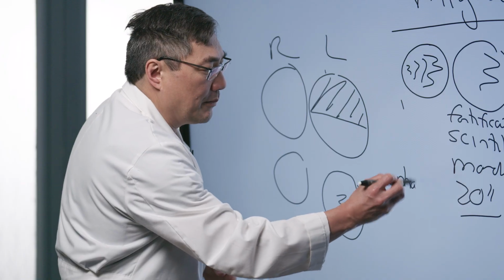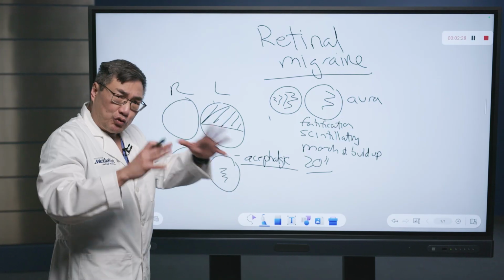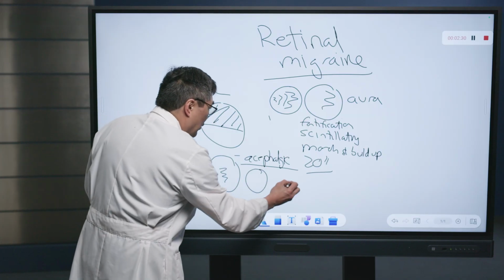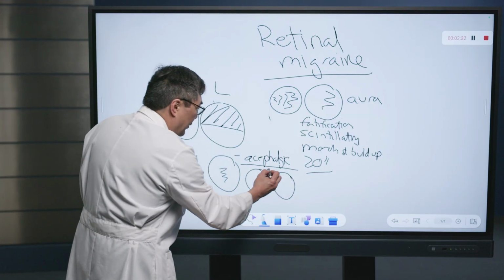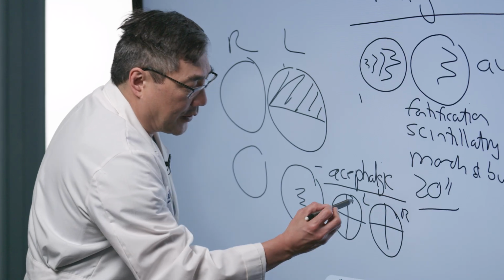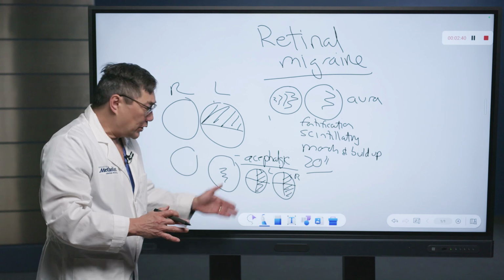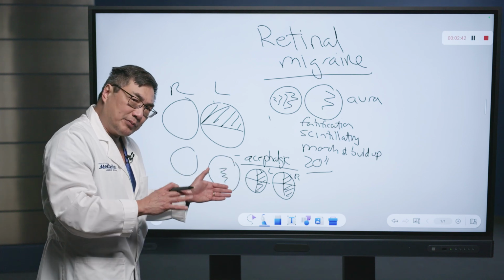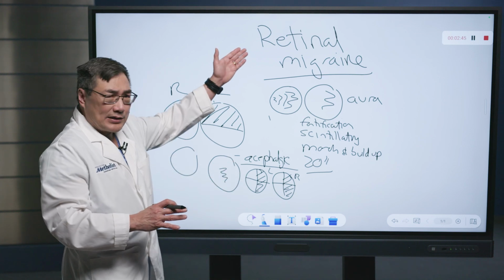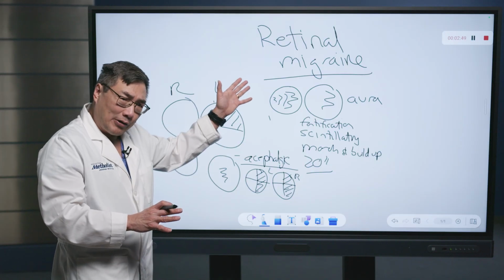You should also be doing the visual field on this patient. When we do a visual field, it has to be completely normal. So if the patient has a homonymous hemianopsia or a bitemporal hemianopsia or any field defect, especially respecting the vertical meridian, that is not retinal migraine anymore. That's an intracranial lesion that needs to have an MRI.